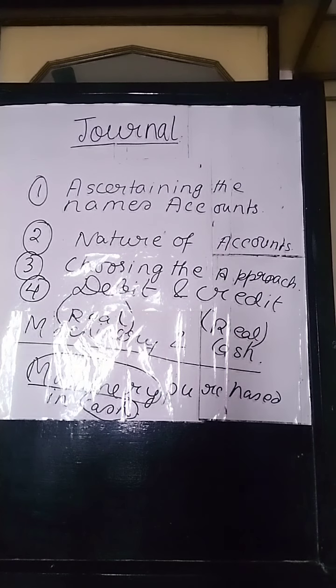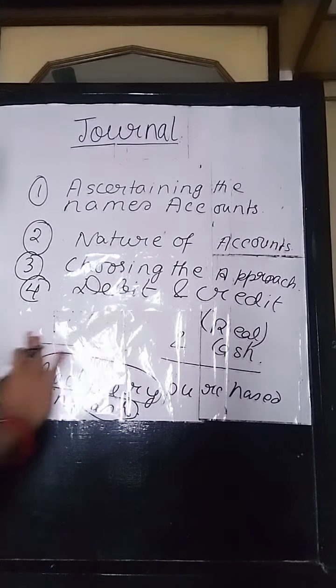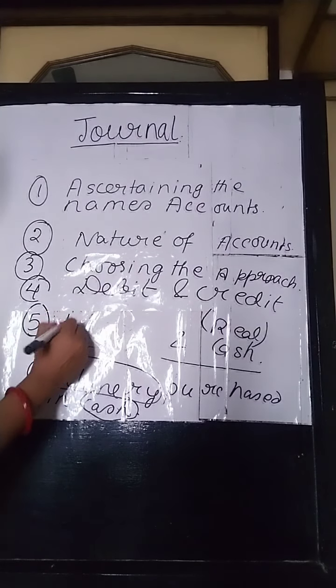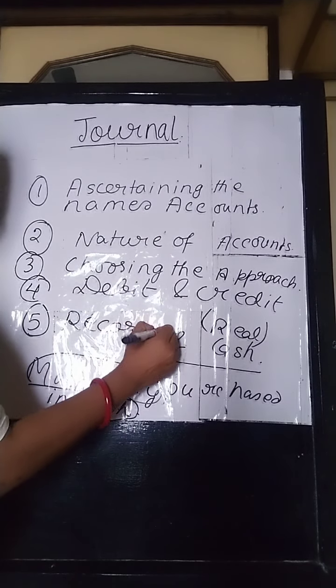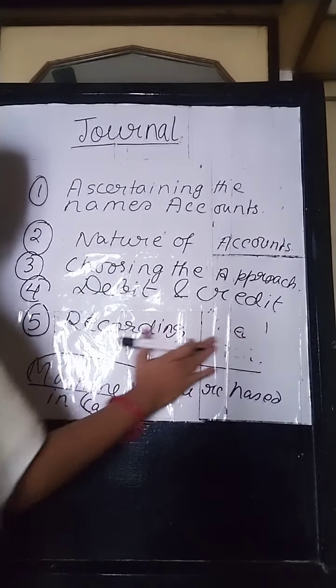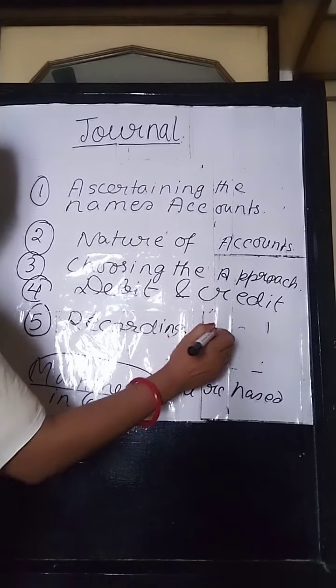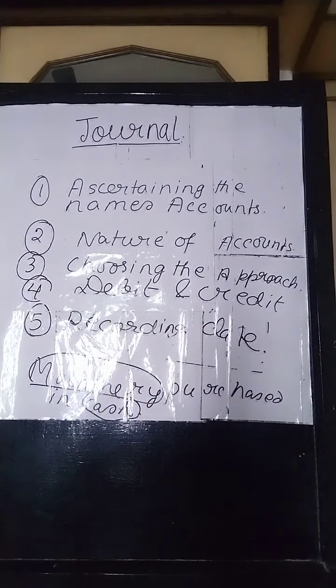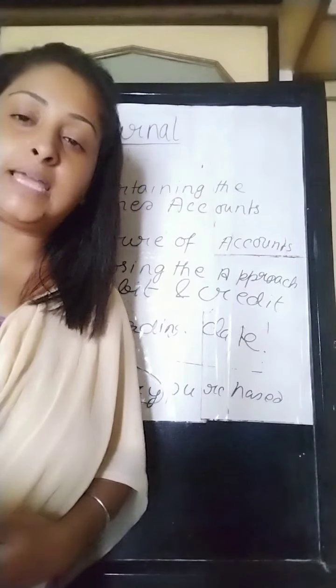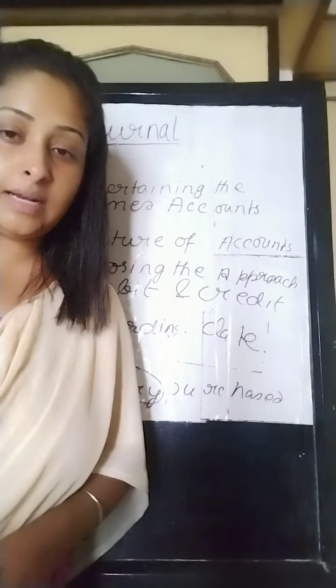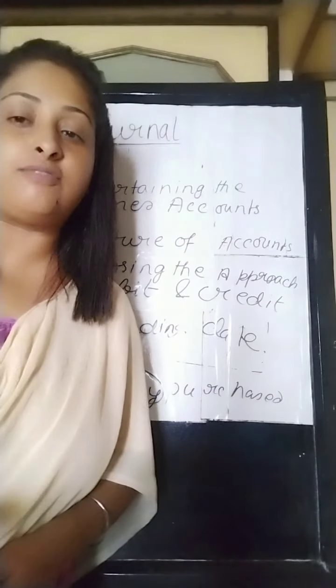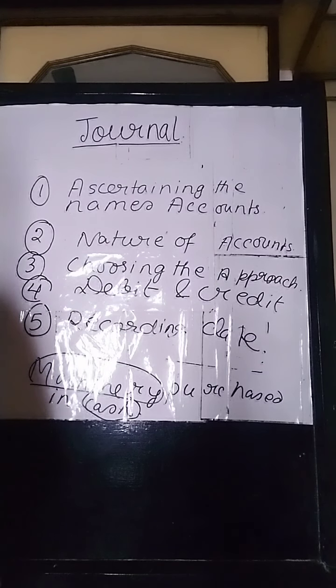Now we come to the fifth step, that is recording the date of the transaction. You have to record everything chronologically. A separate date column is to be maintained in the proforma of journal, and there you have to mention the dates one after the other.